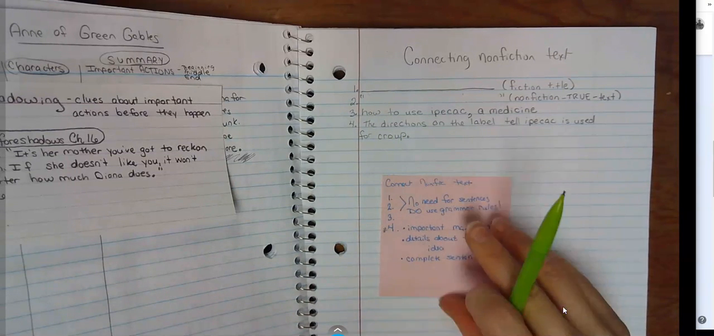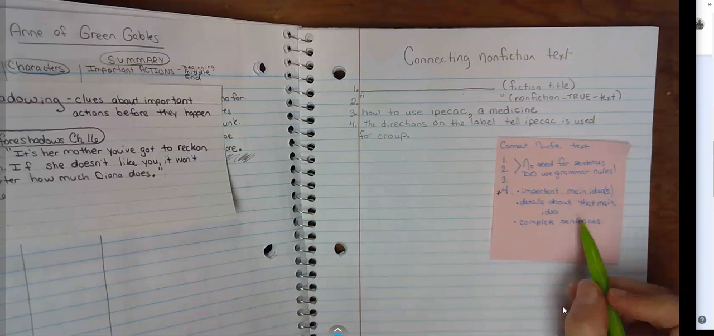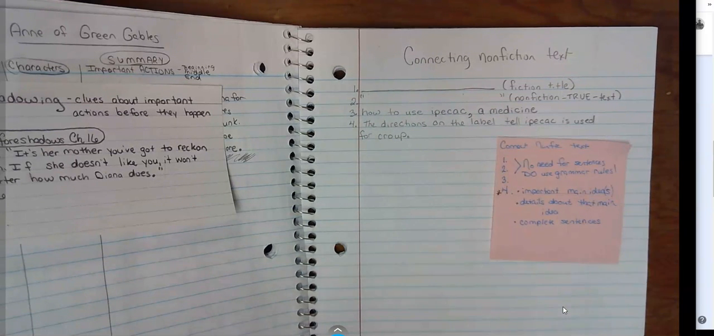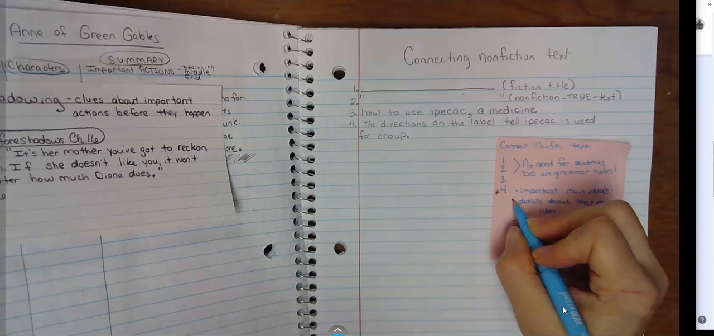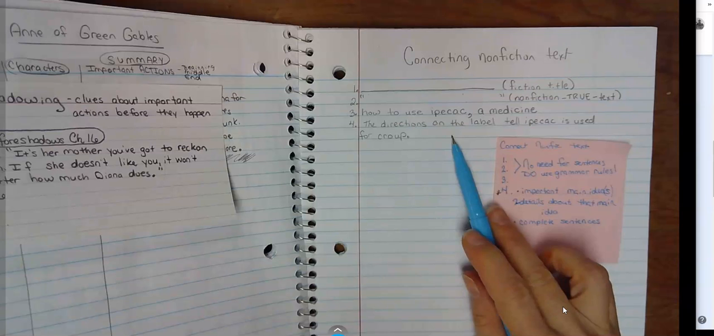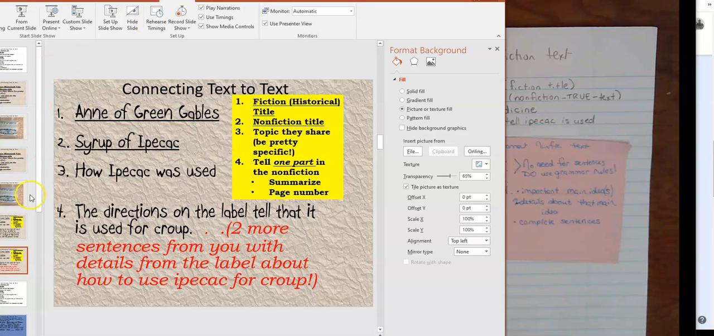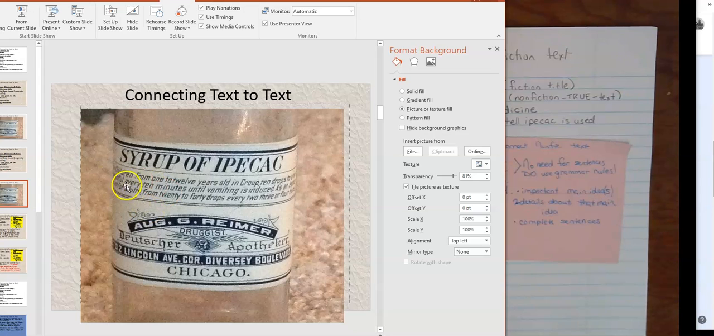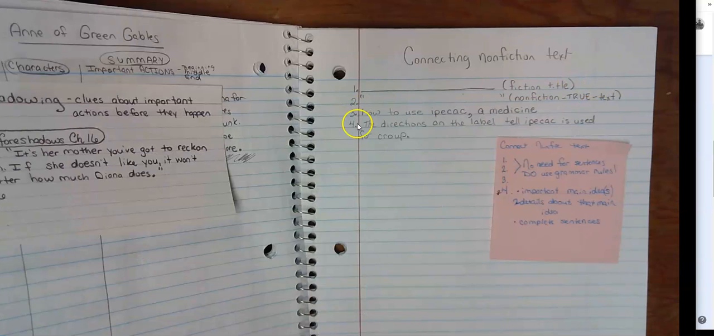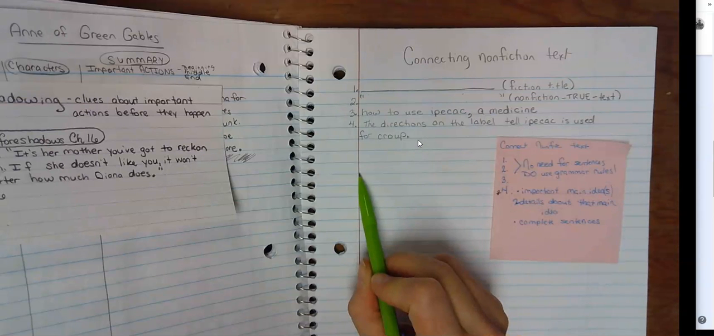Your job is to get details about that main idea. In fact, I want you to get 2 details about that main idea. And be sure each detail is in its own sentence. So if we look back here at the ipecac, our main idea, the directions on the label tell ipecac is used for croup. We need some details. How is ipecac used for croup? So your assignment is to finish this. You will need 2 more sentences for number 4.